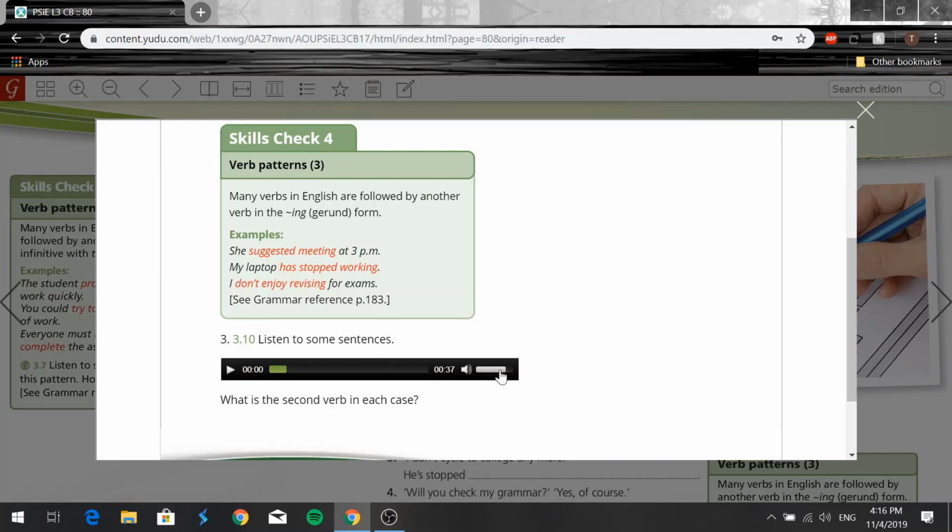So let's listen to some sentences. And what is the second verb in each case? Let's take a look here. Track 3.10.